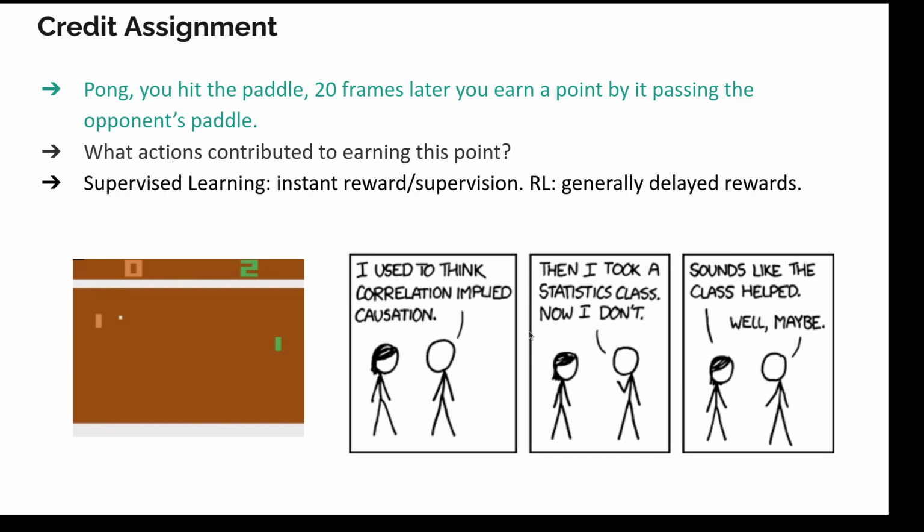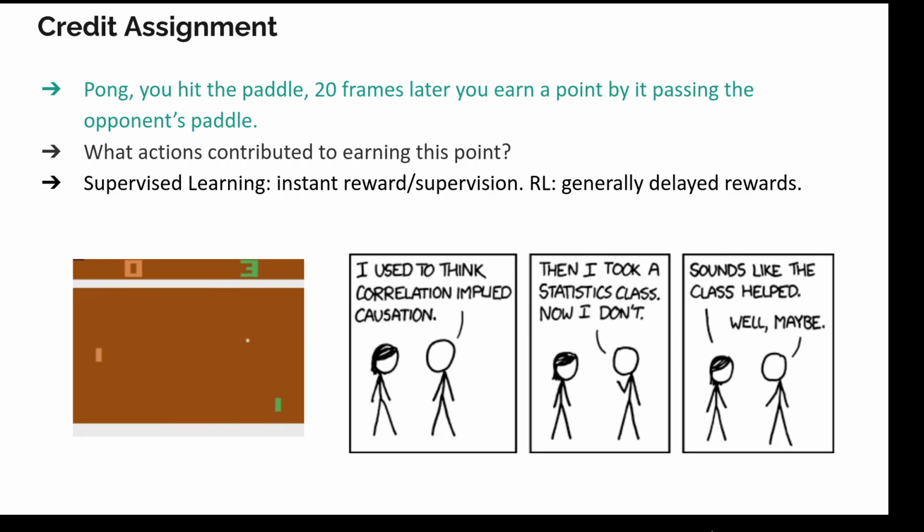Credit assignment problem, I think you have heard this term. In Pong, you hit the ball, and 20 frames later you earn the point by passing the opponent's paddle. This is a very problematic thing. For example, I finally reached the 7th floor, but which action was good? Was going from the 4th to the 5th good, or going from the 3rd to the 4th? Both are good in this scenario, so which one was better? Credit assignment says you have reached the goal, but which action mattered the most? This is known as the credit assignment problem.